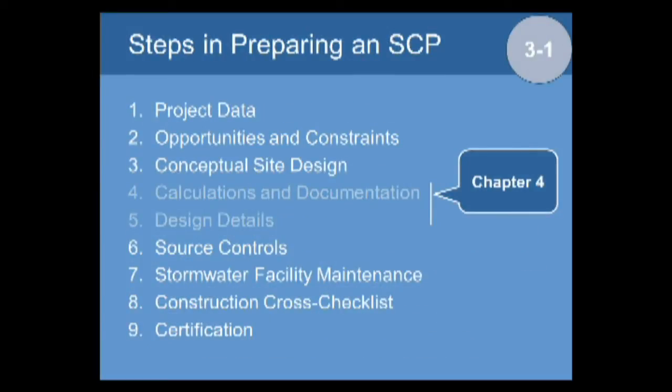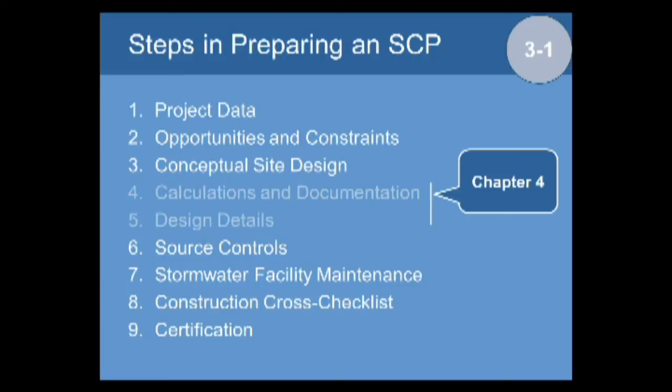The steps in preparing a stormwater control plan are listed out on page 3.1, both in the existing edition and in the new edition. It's pretty straightforward: providing project data, describing opportunities and constraints, and doing a conceptual site design. I'll go through each of these. In Chapter 4, we really get into the calculations and documentation, which is where it's shown that we're in compliance with the PCRs. Then going through and listing the sources of pollutants and the corresponding source controls, and describing what's needed and how stormwater facility maintenance is going to be done.